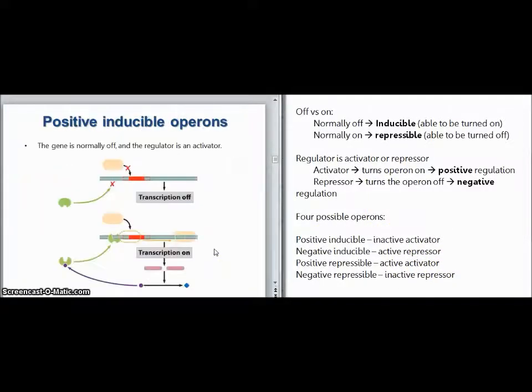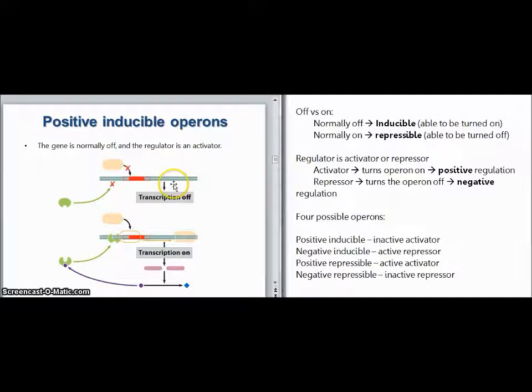Okay, so let's move on to actually seeing what's going on here a little bit more. So we have positive inducible, for example, here. Again, it is inducible, so the gene is normally off. Gene's operon is normally off. And here the regulator is an activator, which is why we know that it's positive. Positive inducible regulation.